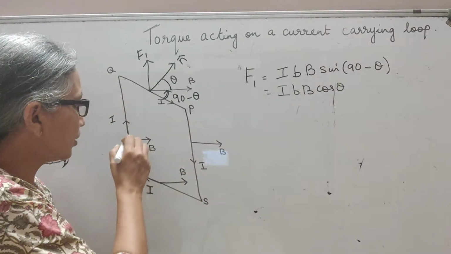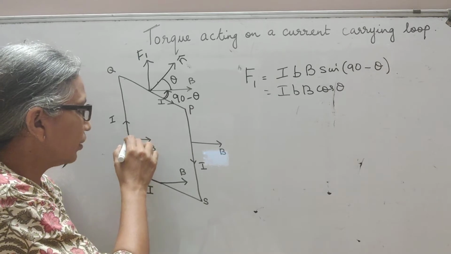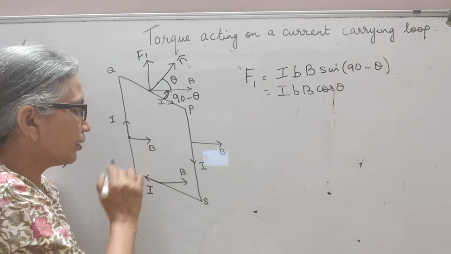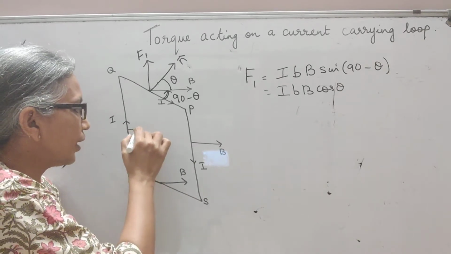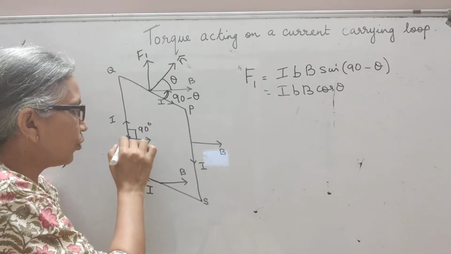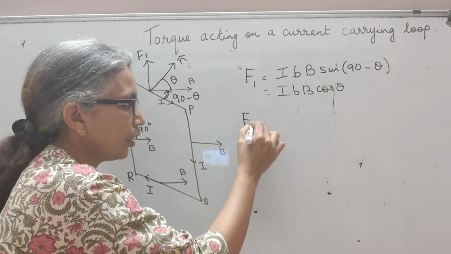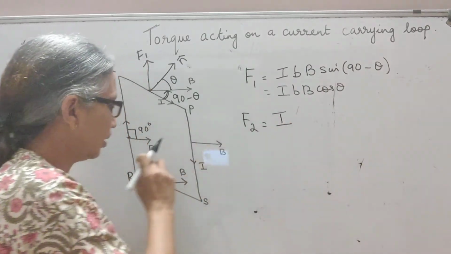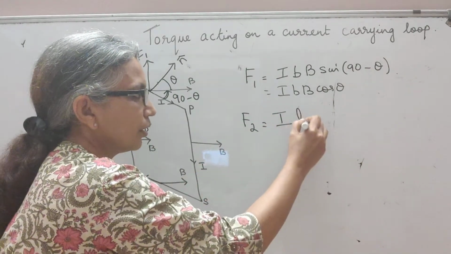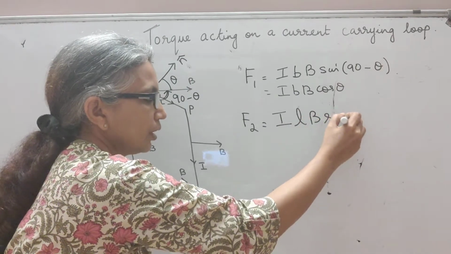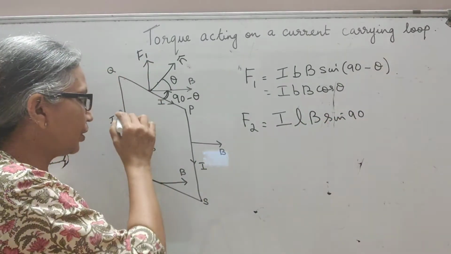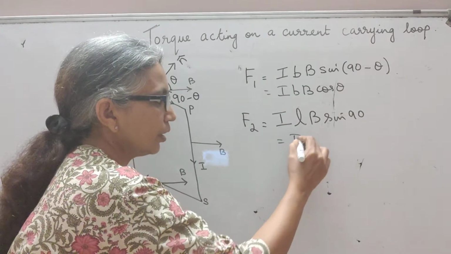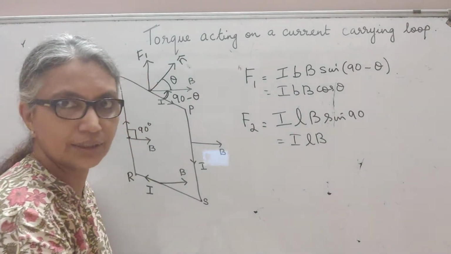Now let us look at this here. The angle between the length l here and the magnetic field is 90 degrees. So the force that is going to act here, which I call F2, in the formula I l B sin theta, is I, length of the conductor is l, capital B, sin 90, because the angle between length and the magnetic field is 90 degrees. That will be I l B, because sin 90 is 1.